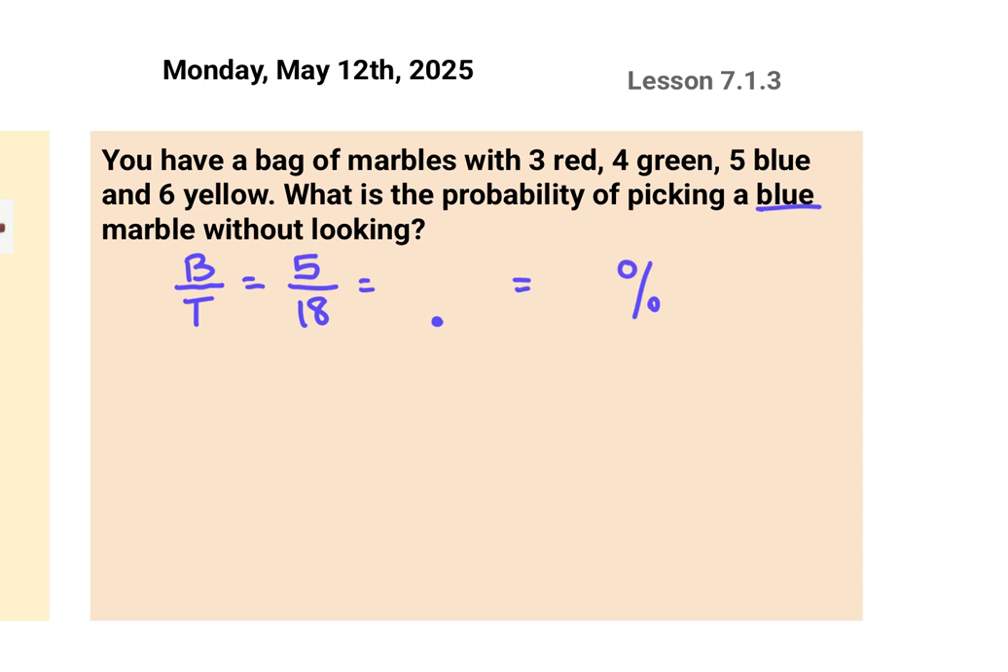So our answer should be 0.28, for 28 hundredths. All percents are out of 100, so that is 28%.